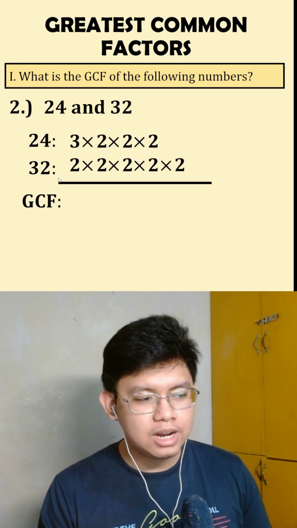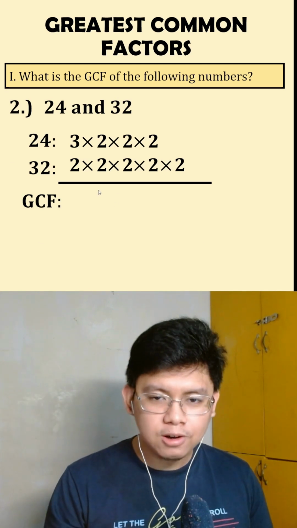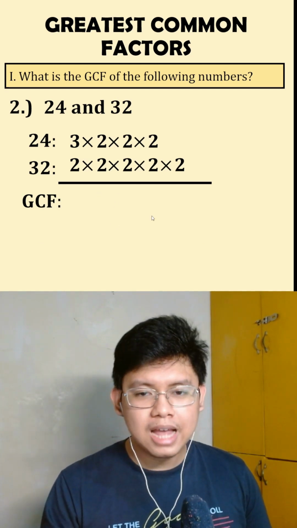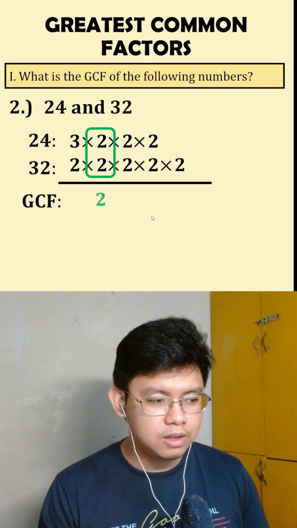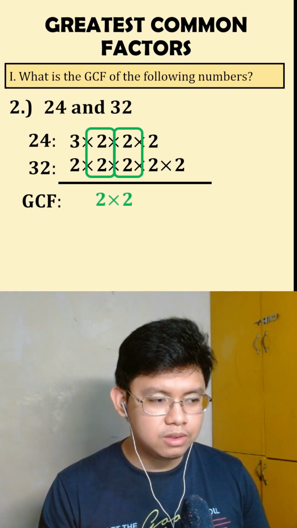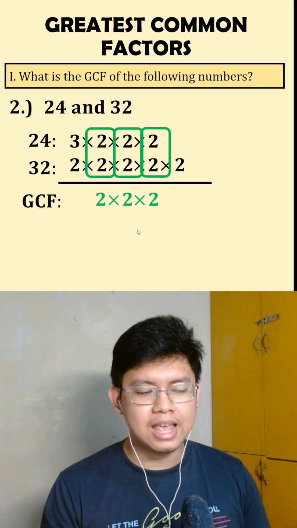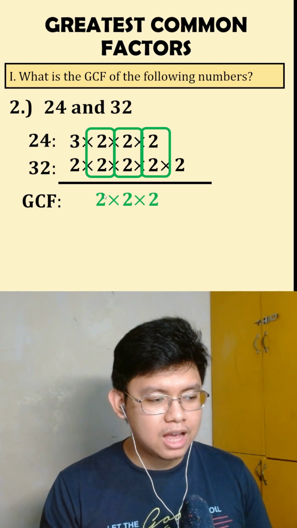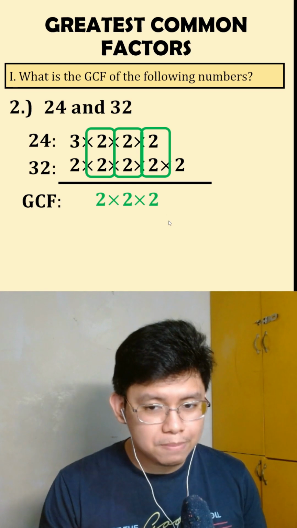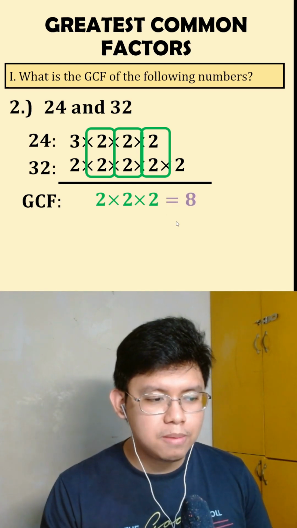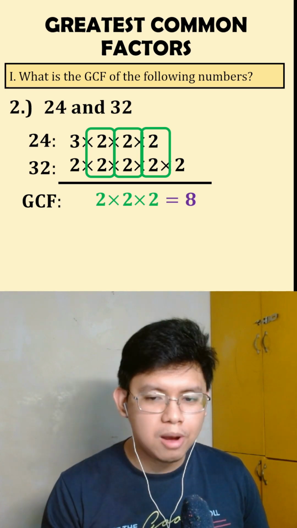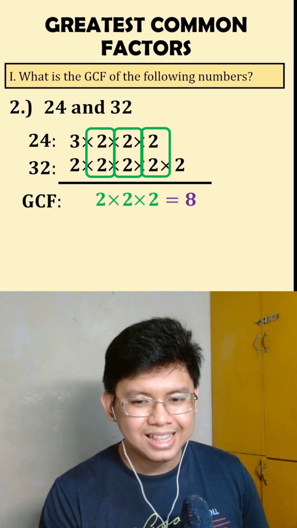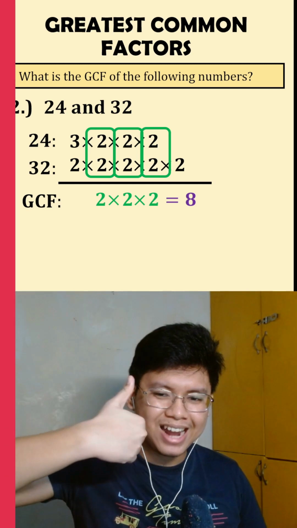Okay. So, nakuha na natin yung factors ni 24 at ni 32. Nakukunin natin yung mga common factors nila. So, we have 2, another 2, and another 2. Ayan. So, meron tayong 2 times 2 times 2. Multiply natin to get our greatest common factor, which is 8. So, the greatest common factor of these two numbers is 8. And that's it. Tada! Alright.